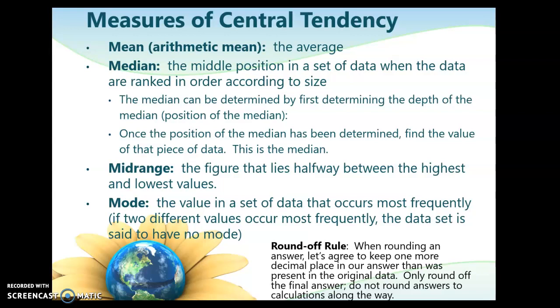Now, let's create a little round off rule here for these calculations. When we're rounding an answer, let's agree to keep 1 more decimal place in our answer than was in the original data. So if the original data was in whole numbers, these statistics we're going to report to the nearest 10th, 1 digit after the decimal point. If the data values are to the nearest 10th, then when we calculate these measures, let's round our answer to the nearest 100th, 2 digits after the decimal point, and so on.